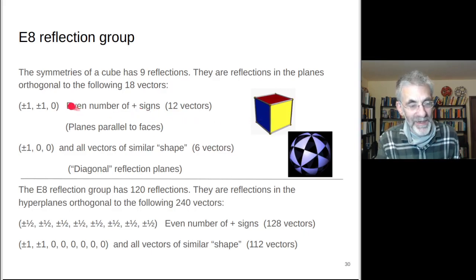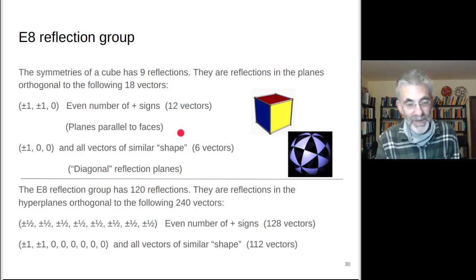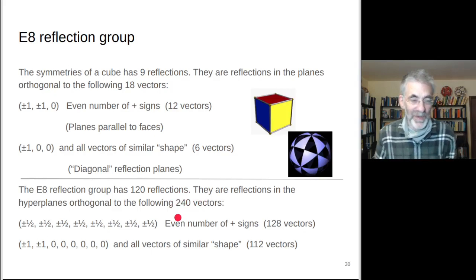You can reflect in the hyperplanes orthogonal to vectors of this form, and this gives you the set of generators for the reflection group of a cube. The E8 reflection group, instead of having 9 reflections like a cube, has 120 reflections, corresponding to half of the 240 vectors I wrote down earlier. So that gives you a picture of the symmetry group of the E8 lattice. It's generated by these 120 reflections that you can write down fairly explicitly.